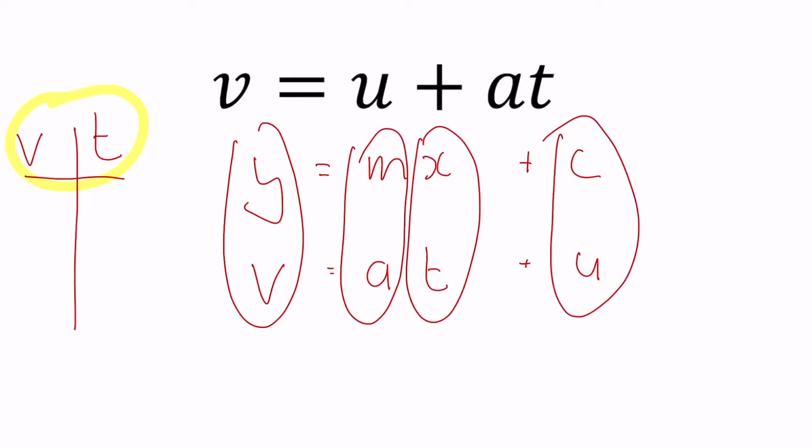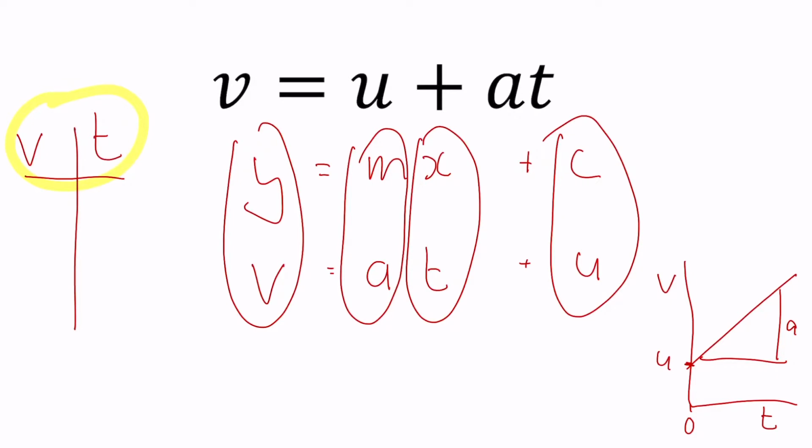So if we plot a graph, v is going to be on the y-axis, t is going to be on the x-axis, and we should get a graph like that, where the gradient is equal to the acceleration, and the y-intercept is going to equal u. In other words, the velocity when time equals 0, the initial velocity.